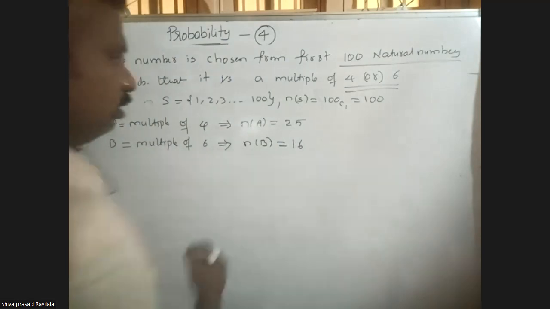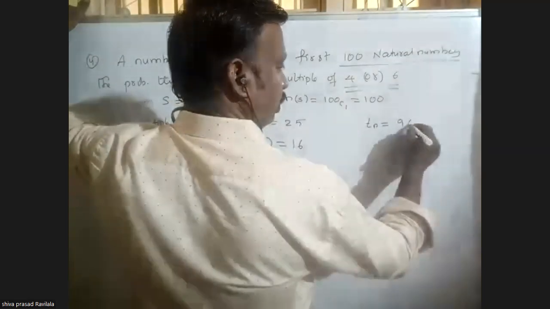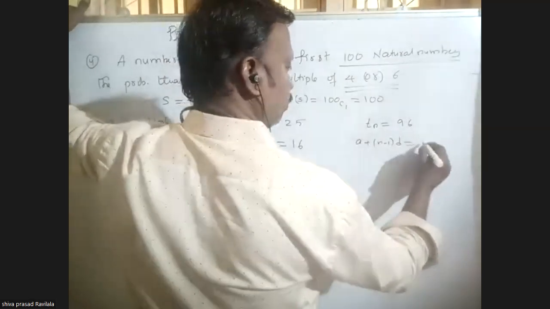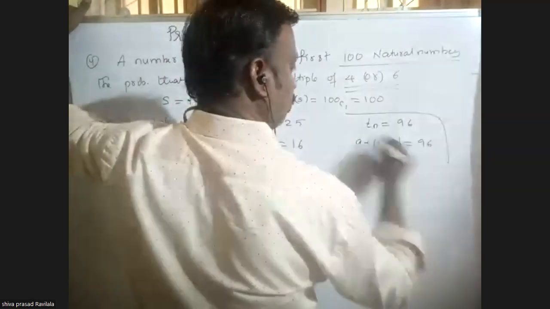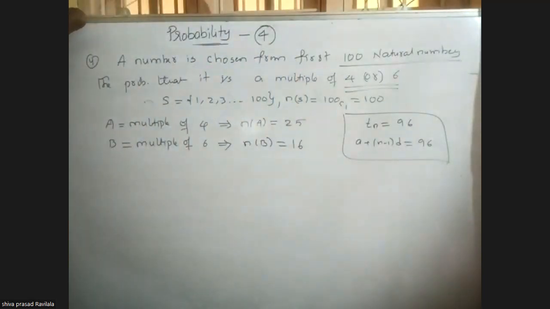If you don't know that one, divide the last number, you consider that one is equal to Tn. For example, Tn is equal to 96. Tn formula: A plus n minus 1 into D, that is equal to 96. With the help of this one, we can find any number. Okay? AP, because moreover that follows multiple of 4 or multiple of 6.